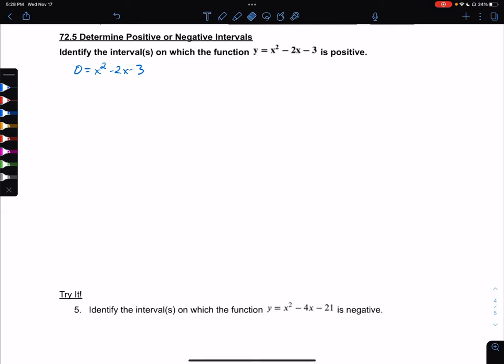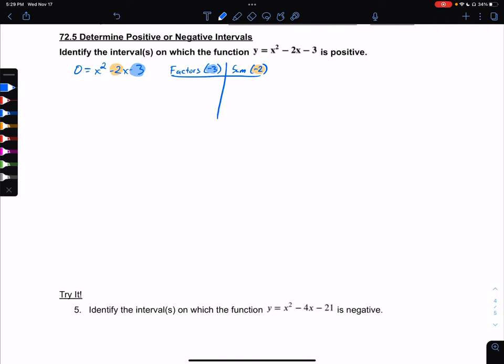So in my factor sum chart, I want factors of -3 that have a sum of -2. There is an a value. A is 1, so we don't have to use the AC method. We can just stick with our factor sum method.